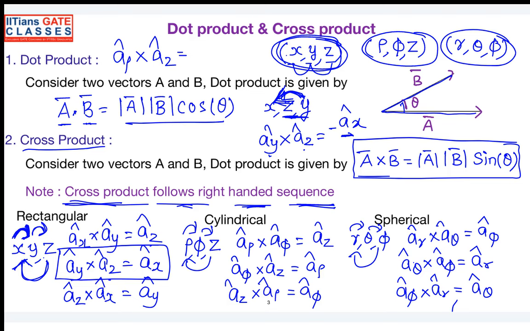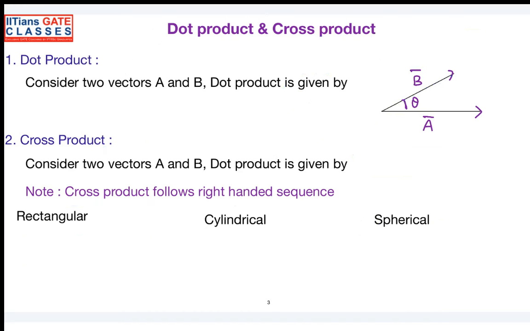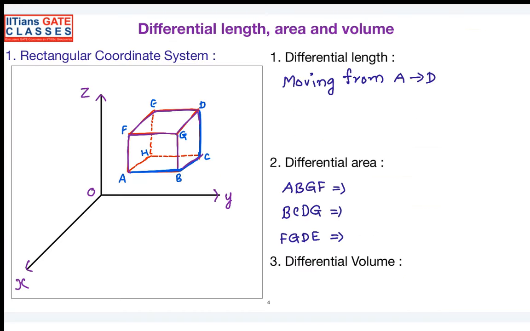So we have seen the dot product and the cross product in this slide. Let us move on to the next one. In this section, we will understand the differential length, the differential area and the differential volume. See here, this is something like a parallelogram I have considered here.